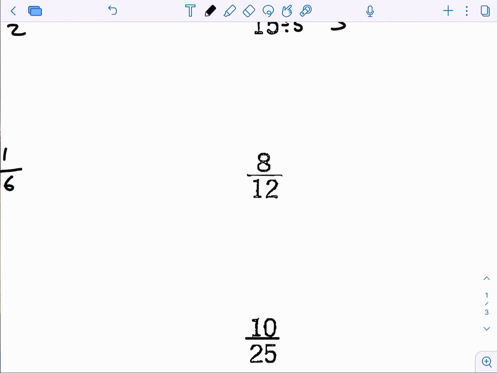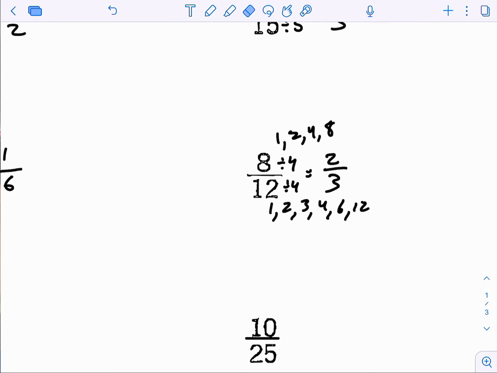For example, this one, is 8 a factor of 12? No, it is not. So in this instance, we have to use the greatest common factor. Sometimes you just have to think about it, or you can write them down. 1, 2, 4, and 8. 1, 2, 3, 4, 6, and 12 are my factors. So the greatest common factor there is 4. So I'm going to divide these by 4 to get a reduced to lowest terms version here, 2 over 3.